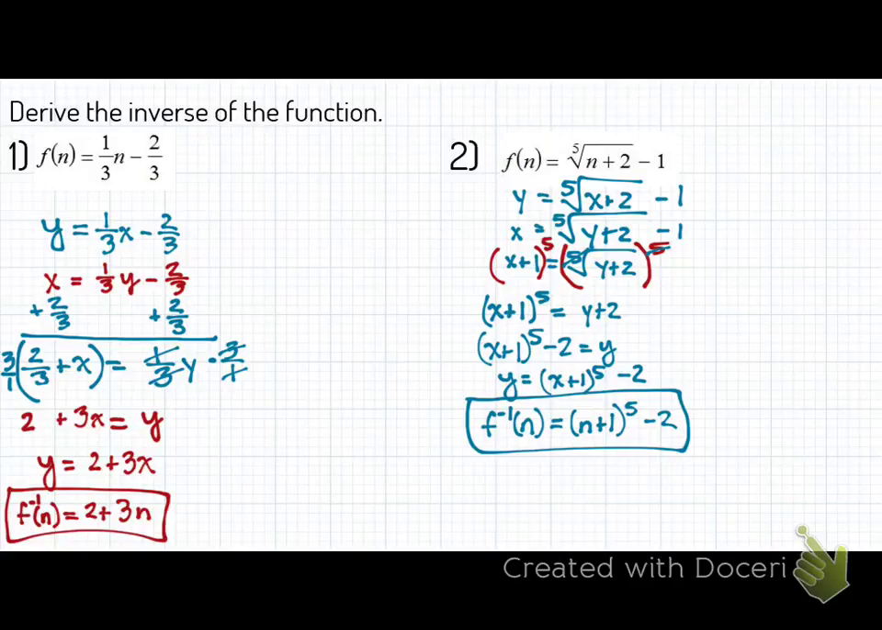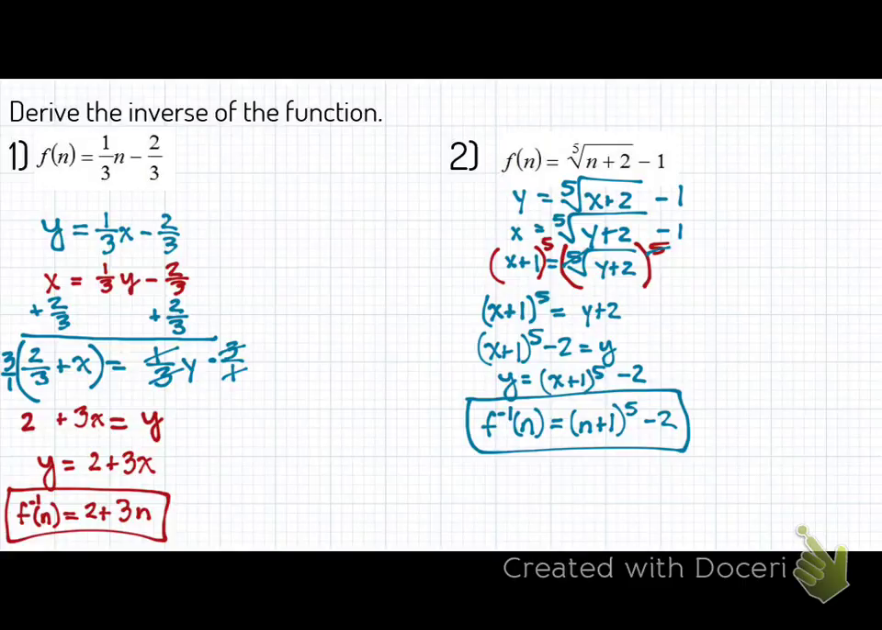Okay? And if you graph the original function and the inverse function, you're going to notice a reflection across the line x equals y. Okay? Questions on numbers 1 or 2?